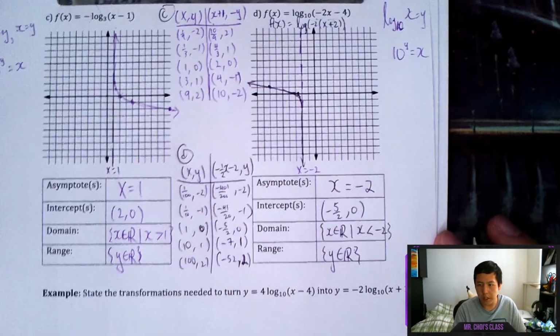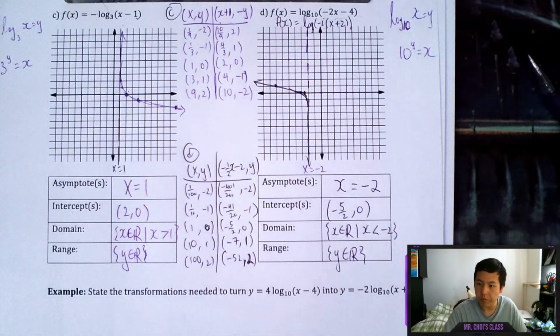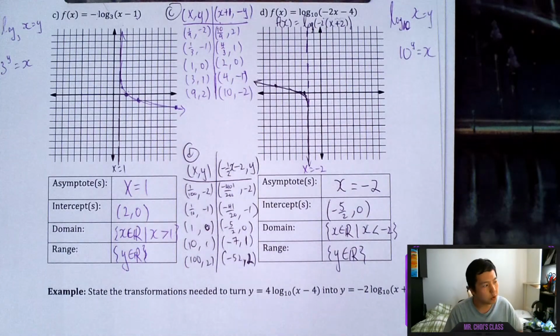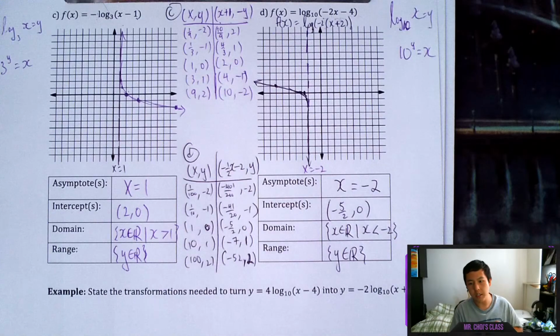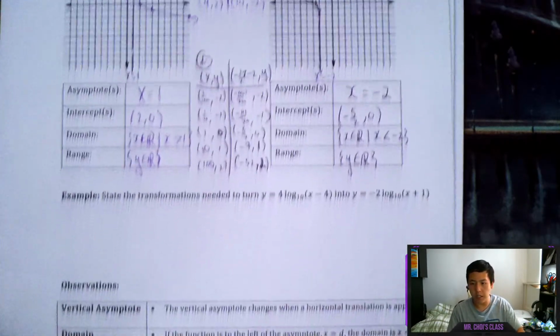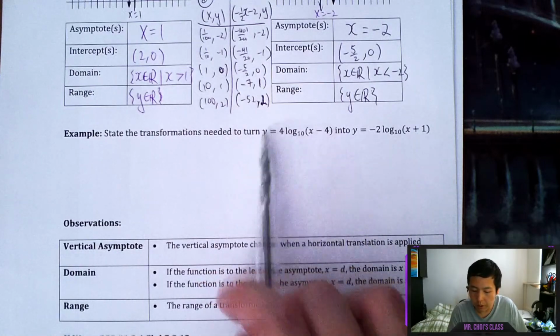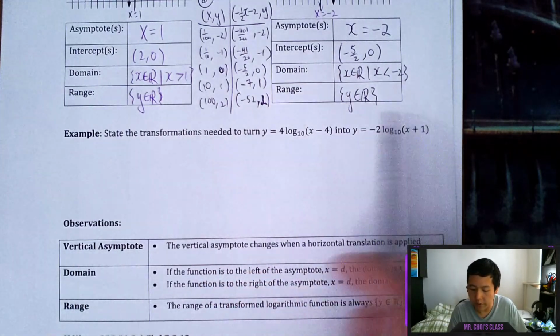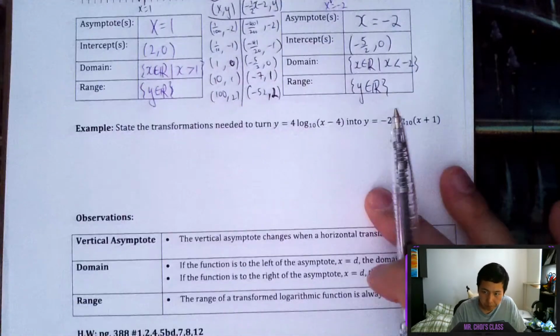So I think you guys are now going to be able to get the hang of this. Okay? So far, once again, not many significant changes or not many new concepts. We're just applying the same stuff that we've done before. So now our final last question for our lesson today. State the transformations needed to turn this first function into the second function here. So how do we do that?